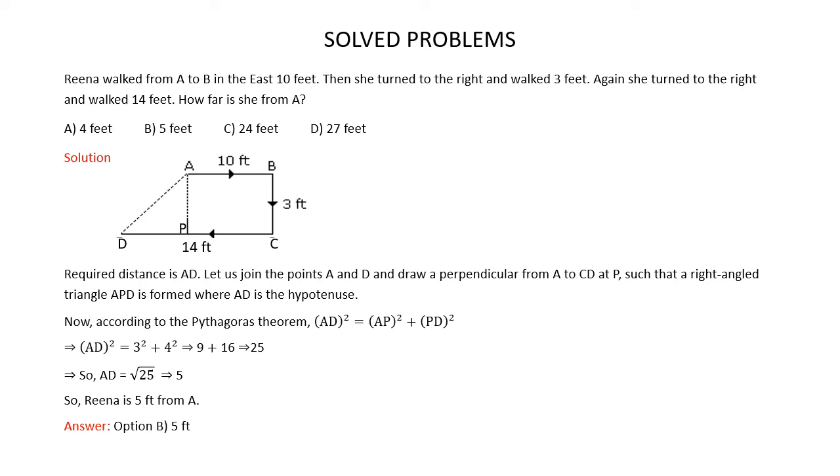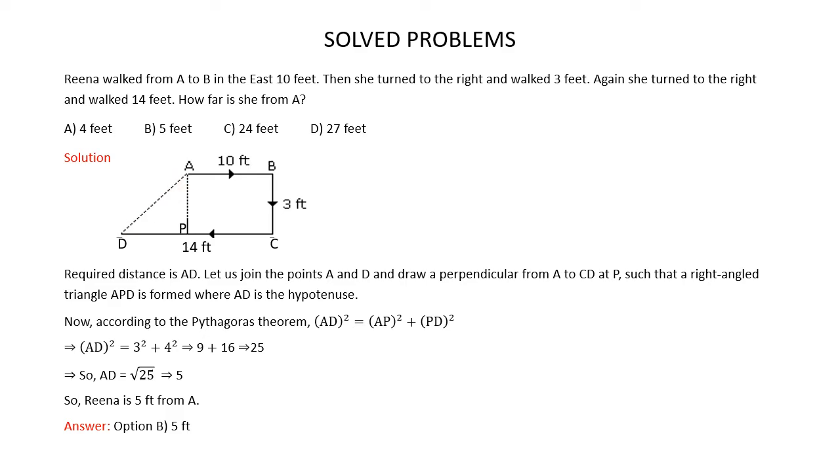So Reena starts from point A and walks 10 feet towards the east to reach point B. Then she turns to the right and walks 3 feet to reach point C. Again she turned to the right and walked 14 feet to reach point D. Now we are asked to find how far she is from A. So Reena is at point D. So we have to find out how far she is from point A. So the required distance is AD.